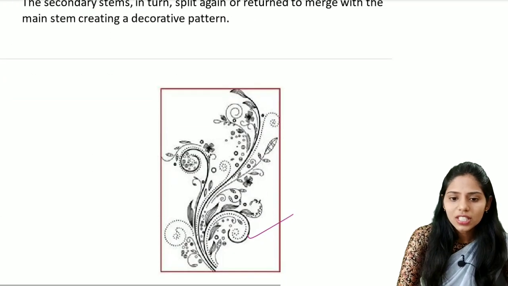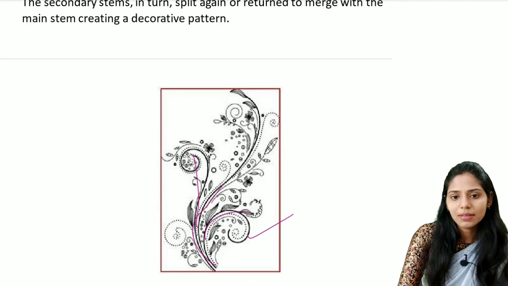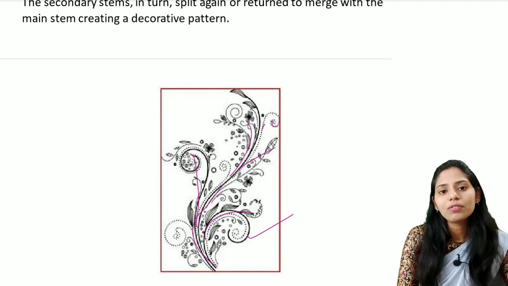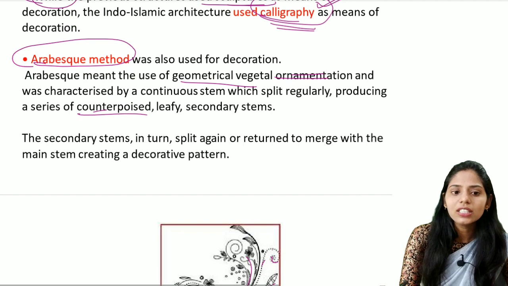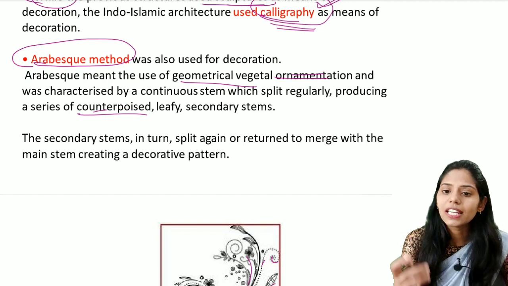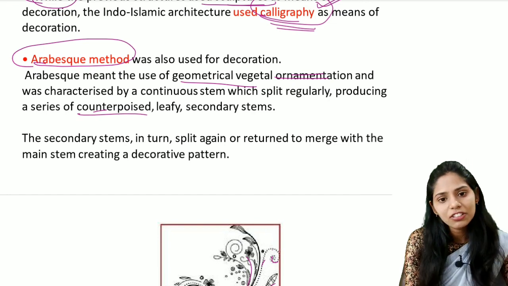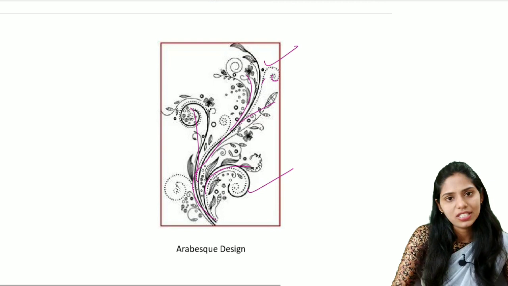So if you see, there is a principal stem and it has other stems as well, and they are designed with leaves and flowers, etc. So this type of ornamentation is called the Arabesque method. And the secondary stems in turn split again and return to merge with the main stem, creating a decorative pattern. So this is the pattern that describes the Arabesque design.